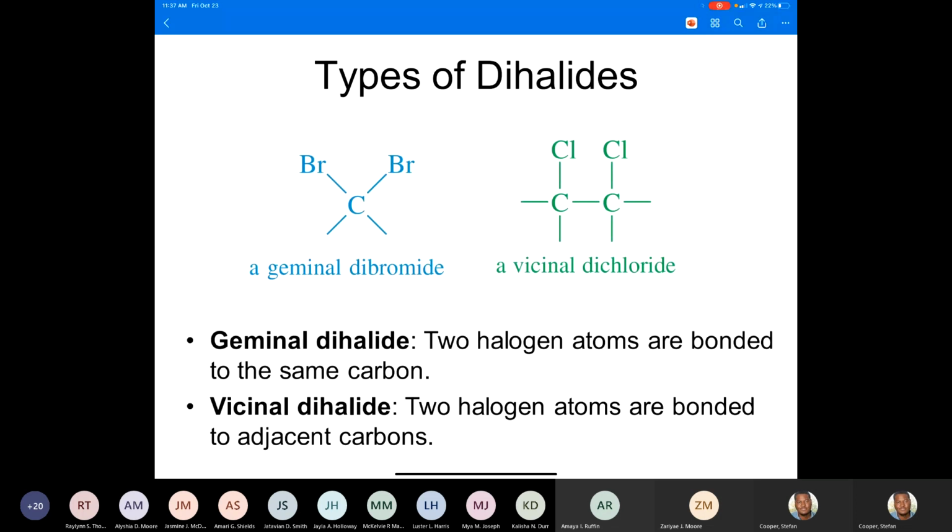A geminal dihalide has both halogens on the same carbon, right? It's going to be very important to keep track of those differences. And I might be using these words to describe the products that are formed. I might say that this reaction forms a geminal dihalide, or this reaction is going to prepare a vicinal dihalide. Or I might say that reaction chemistry only happens at vicinal dihalides and not geminal dihalides. Right? They both have very unique chemistries.